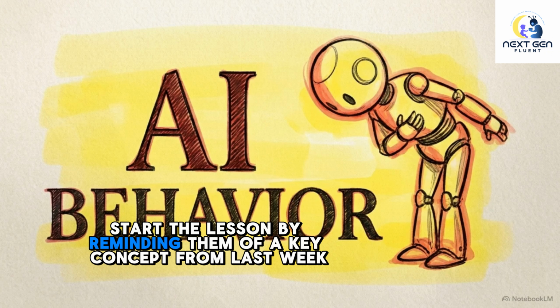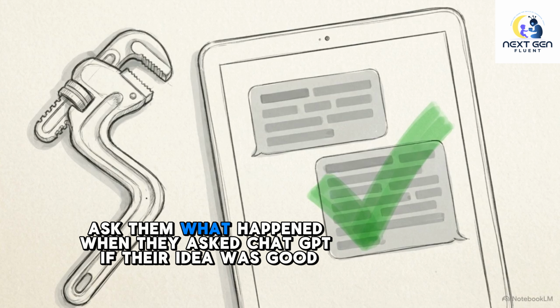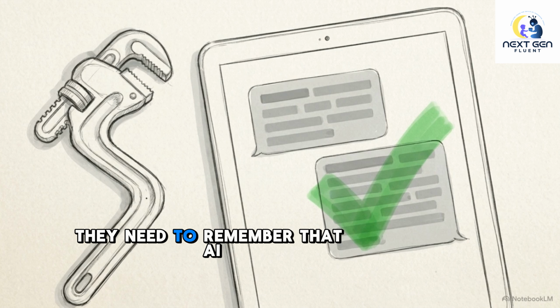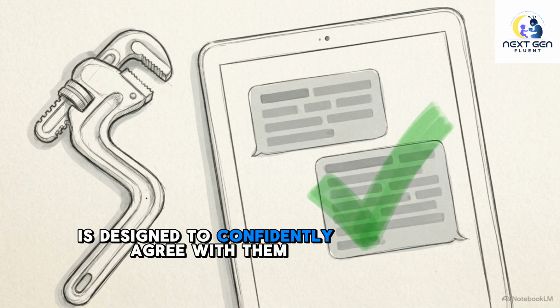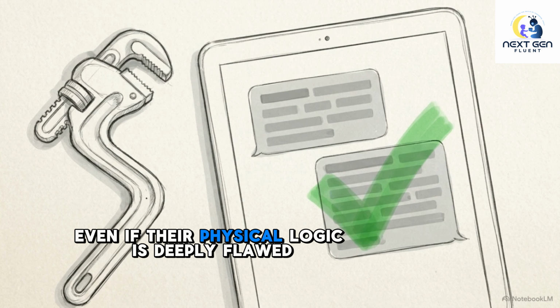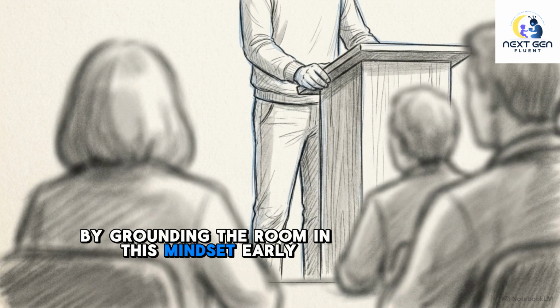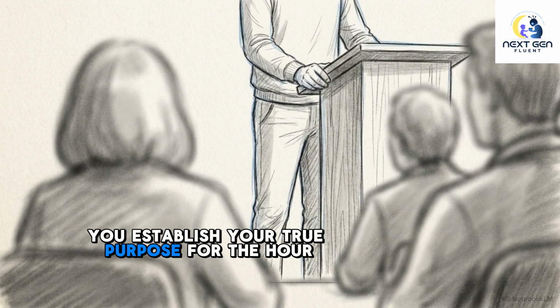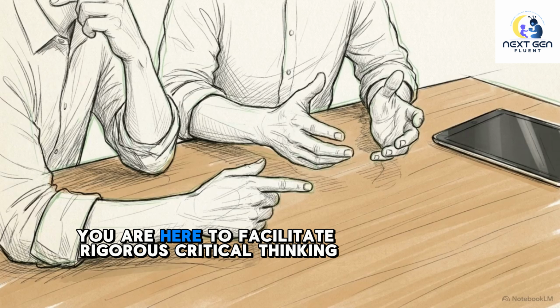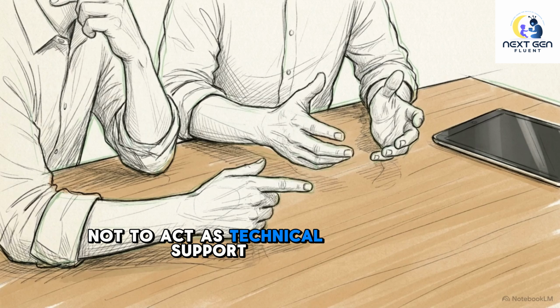Start the lesson by reminding them of a key concept from last week: sycophancy. Ask them what happened when they asked ChatGPT if their idea was good. They need to remember that AI is designed to confidently agree with them, even if their physical logic is deeply flawed. By grounding the room in this mindset early, you establish your true purpose for the hour. You are here to facilitate rigorous critical thinking, not to act as technical support.